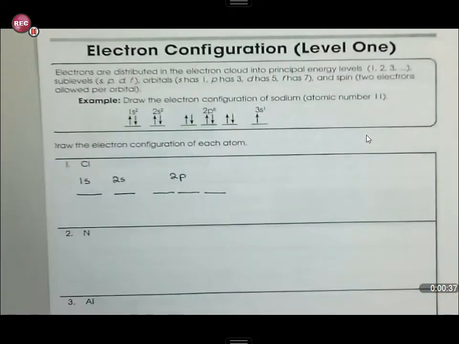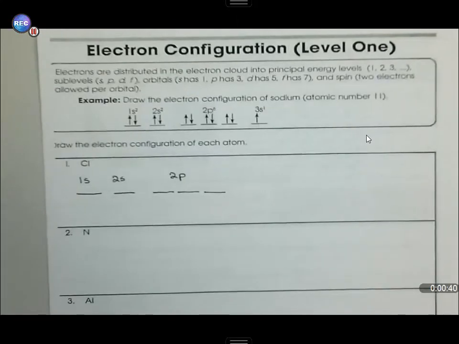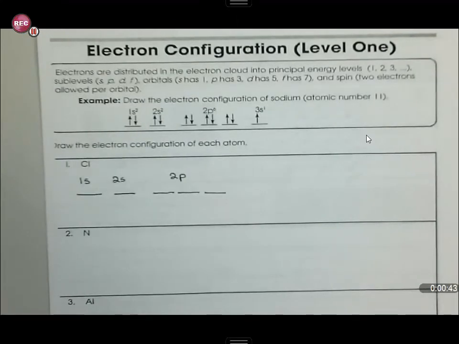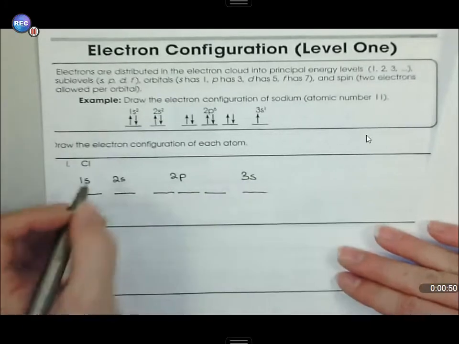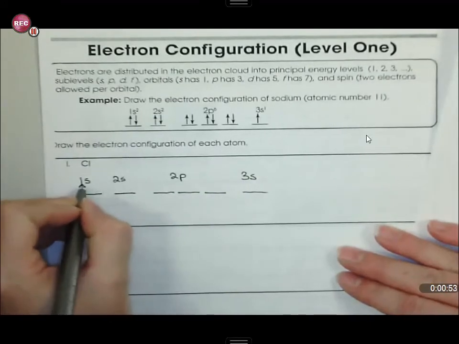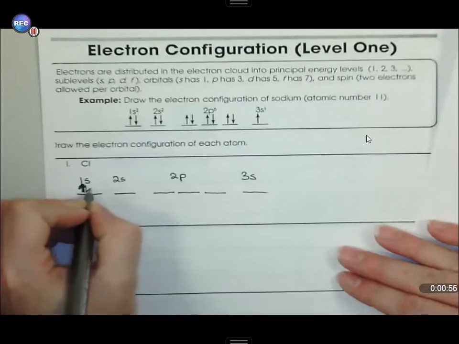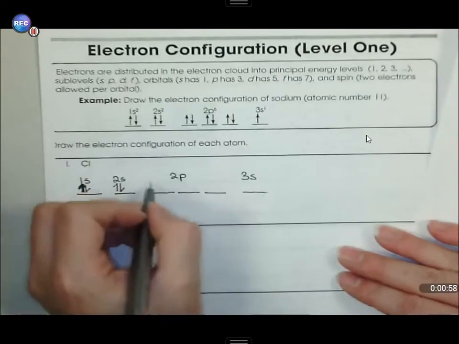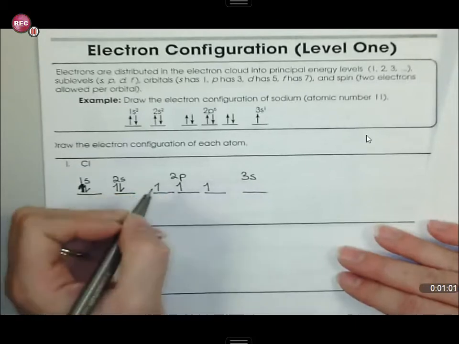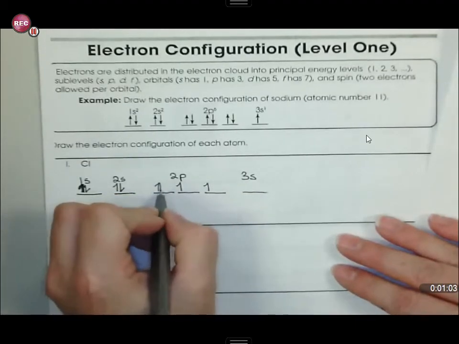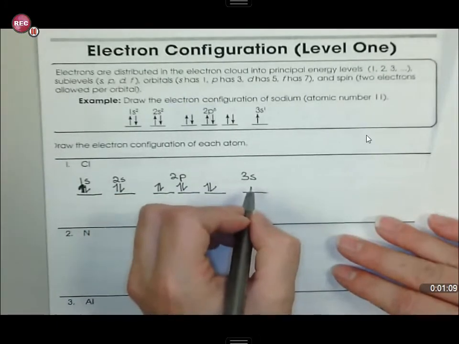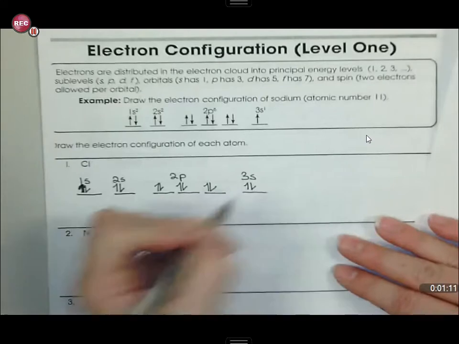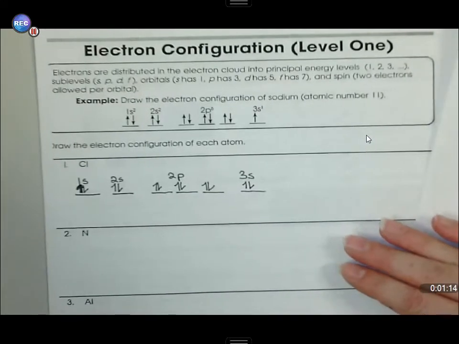So for chlorine, it's going to have 17 electrons. So I'm going to go ahead and put 3s. Okay, so I'm going to have 1, oh dang it, I forgot. 1, 2, 3, 4, 5, 6, 7. You have to put 1 in each house before you can double up. 8, 9, 10, 11, 12. Okay, now from here, we have to move on.